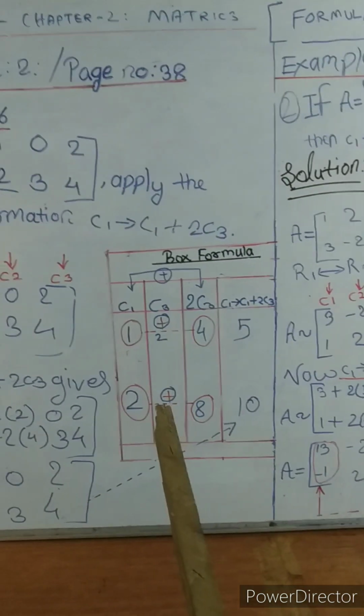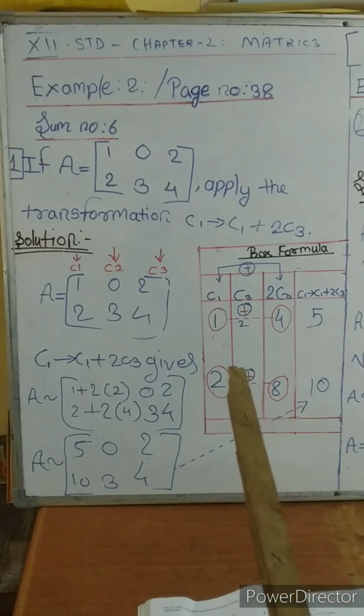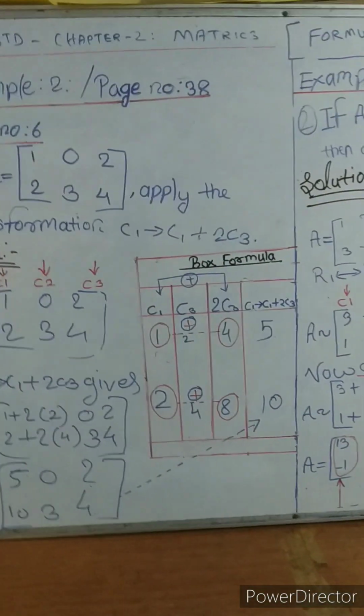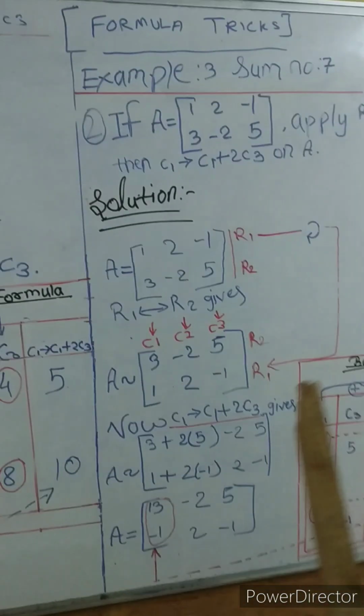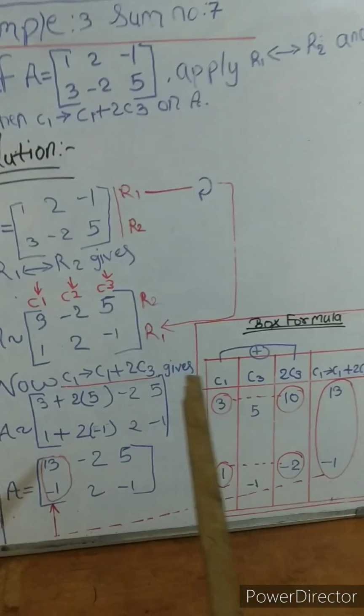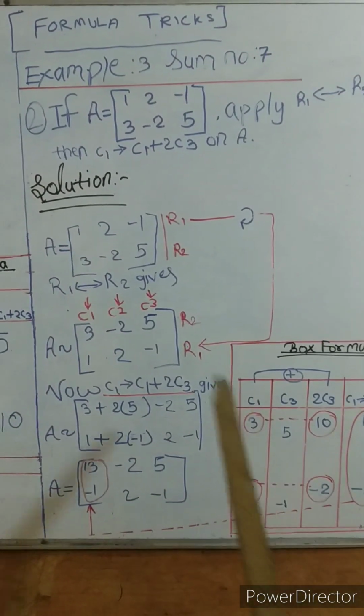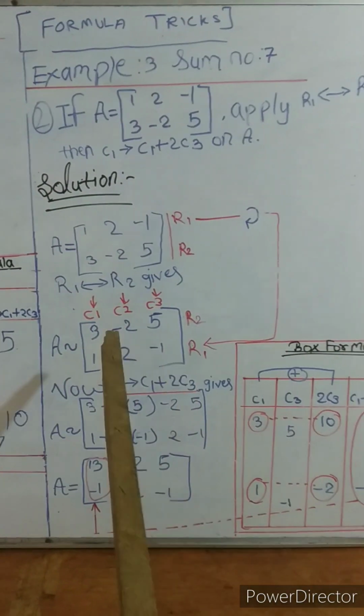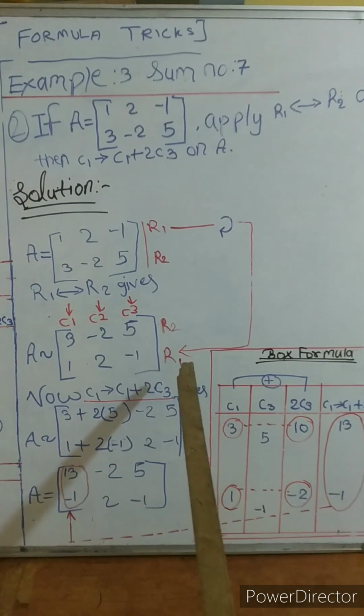Same like that, the box formula we can use. We are finding the solution for transformations of the matrix. Next, this is example number 3. The same formula I have to apply here. Here R1 and R2, C1, C2, C3 and R2, R1.